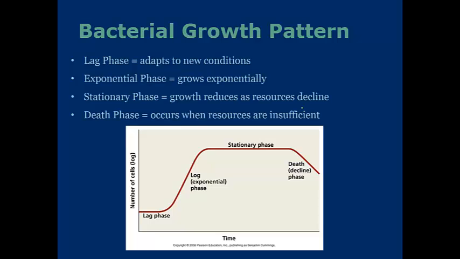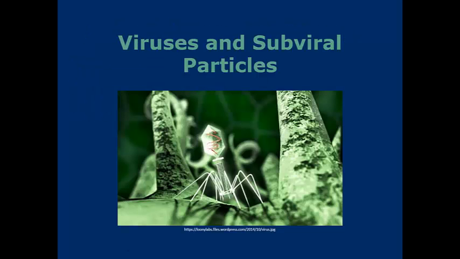And lastly, the death phase. This is when resources are insufficient, so the number of cells is going to decline, often very sharply. We've covered cell life. Now let's go into viruses and subviral particles, or pseudo-living particles.